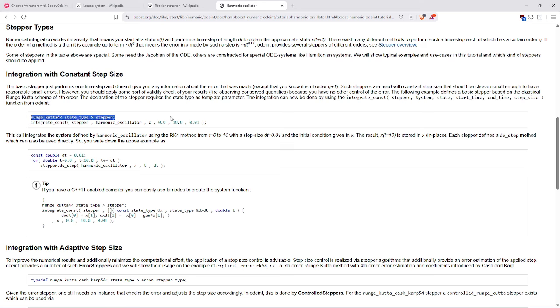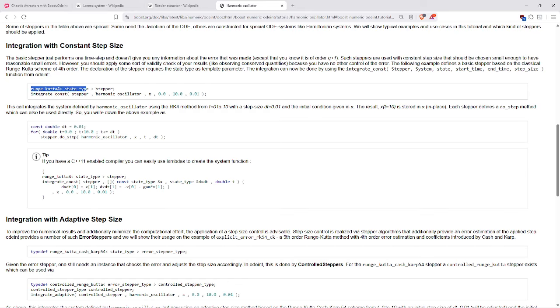which is an example. Here they're using a so-called Runge-Kutta stepper, and they're going to integrate using that stepper and the harmonic oscillator function that computes the derivative. This is the current state of the system. This is the starting value for t. This is the ending value for t, and this is the step size to use. So going from 0 to 10 in t in steps of 0.01, using this Runge-Kutta 4.